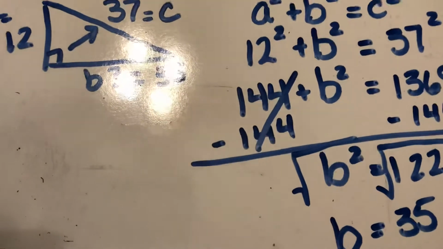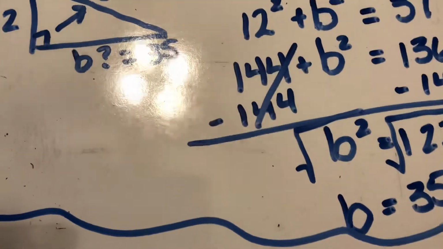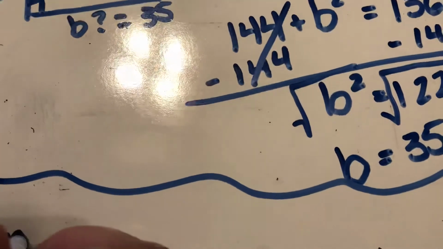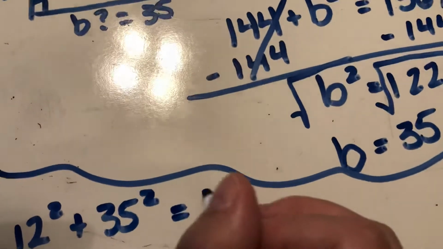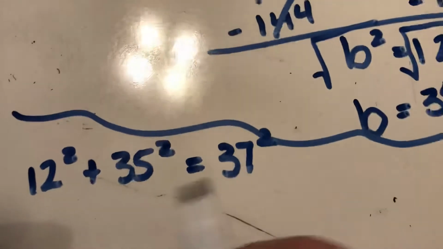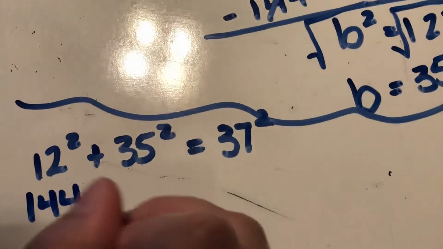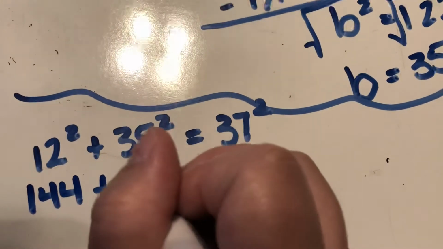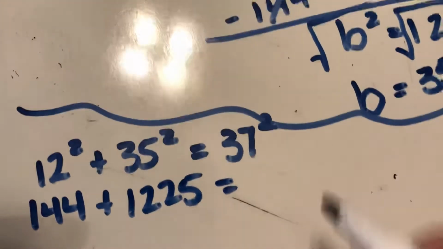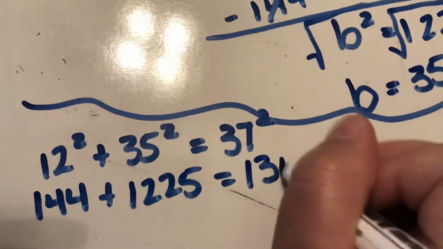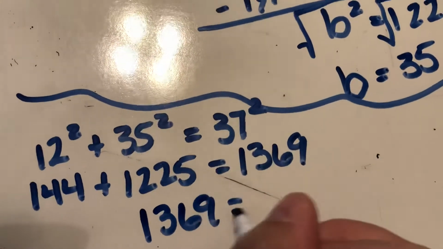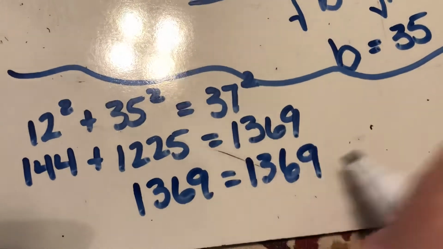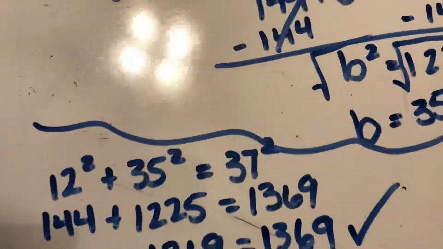And I can check this by going back and saying 12 squared plus 35 squared. Does that equal 37 squared? And I get 144 plus 1,225. Does that equal 1,369? And when I add this up, I get 1,369 equals 1,369. So yes, I am correct. I did the problem correctly. Okay.